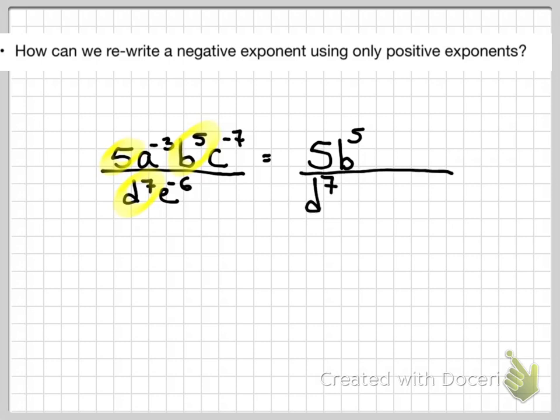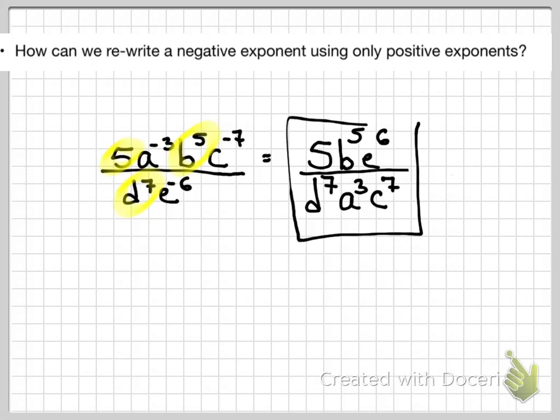So the only things that have to change here are the negative exponents. So if I look at a to the negative third, in order to make that exponent positive, I have to bring it downstairs. Then the c to the negative seventh, again, to make that exponent positive, it needs to come downstairs. And lastly, e to the negative sixth, in order to make it positive, it needs to go upstairs. So this would be my final answer using only positive exponents.